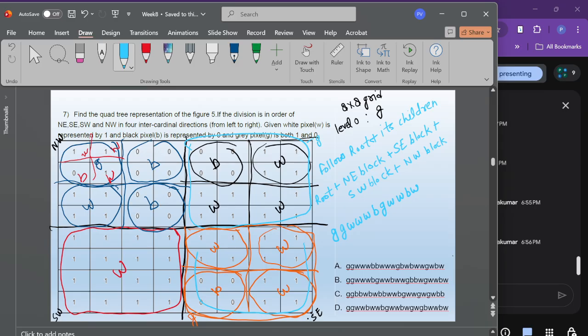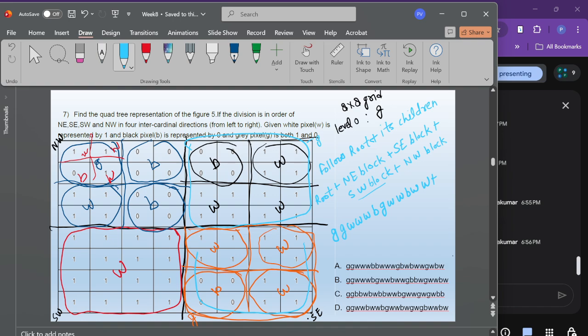Now the next one is a SW block. So in the SW block, if you see, that is all ones. So here no further subdivisions are possible. So we will write the whole as a W only. Now again we will go to the NW block.